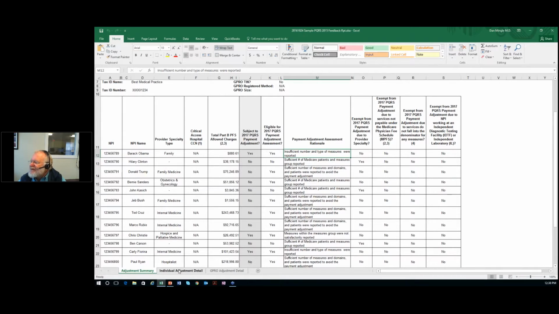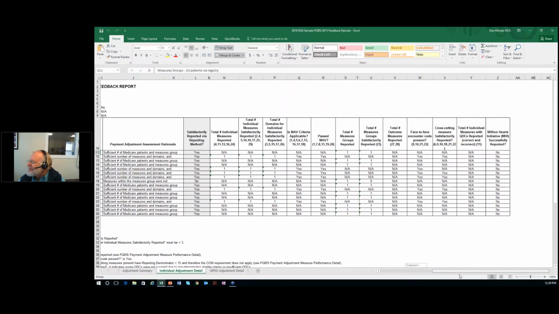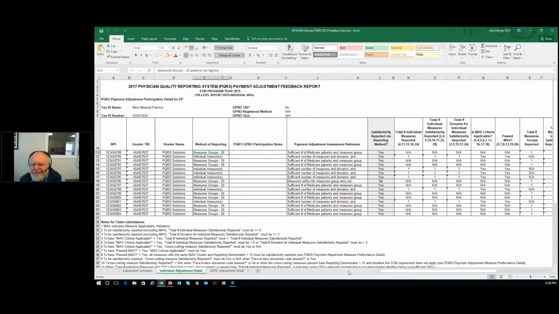And the individual adjustments, again, just review the method of reporting, a quick judgment on that method. Was it a satisfactory report? And again, some details of each of those reports in the columns that follow. So I'll pause there a moment for questions.